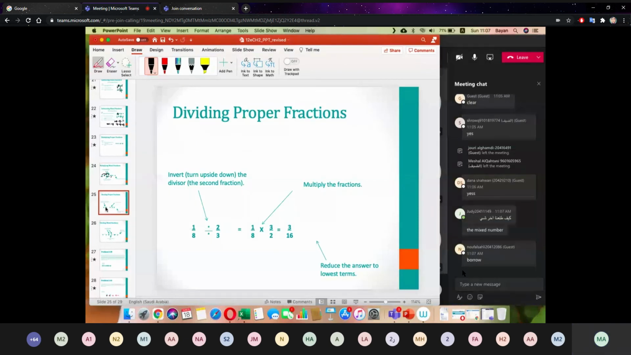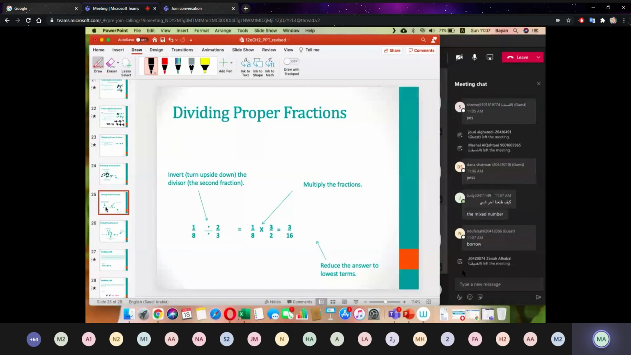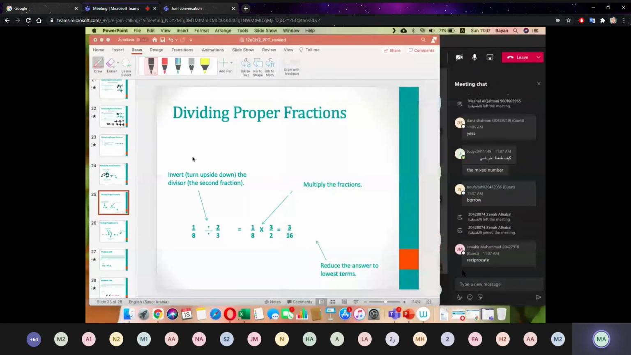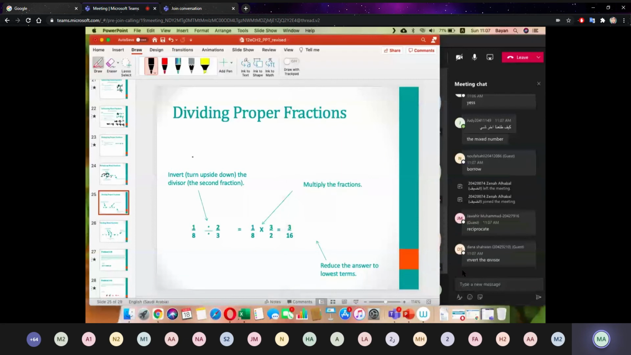Here, 1 over 8 divided by 2 over 3. We don't borrow here. What should we do? Who knows? What's the way to divide fractions? What's the way to divide fractions? 80 students here. No one knows how we divide fractions?